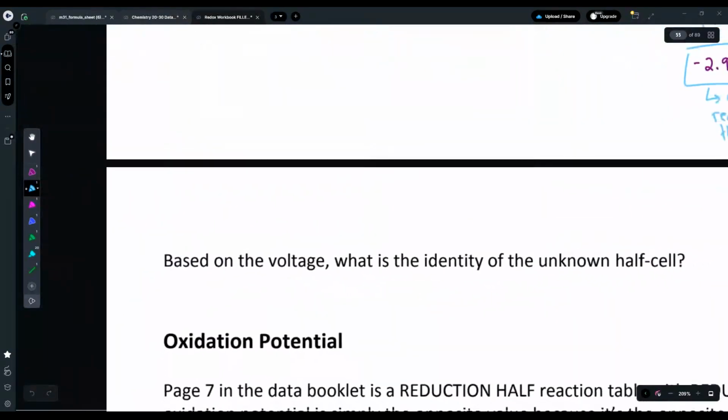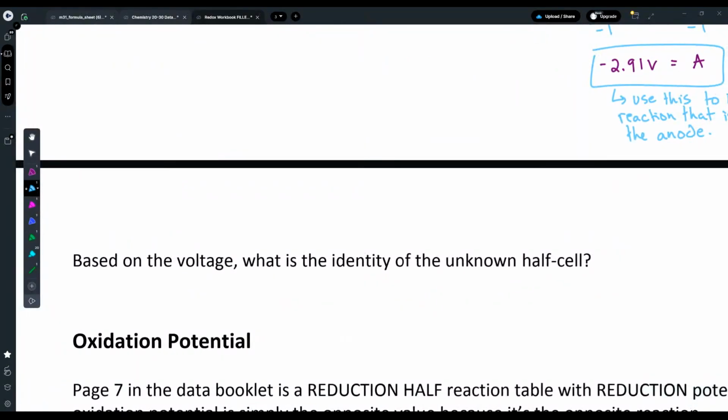Okay, so based on the voltage, what is the identity of the unknown half cell? It's going to be this. Barium solid produces 2 electrons and barium 2+ aqueous.